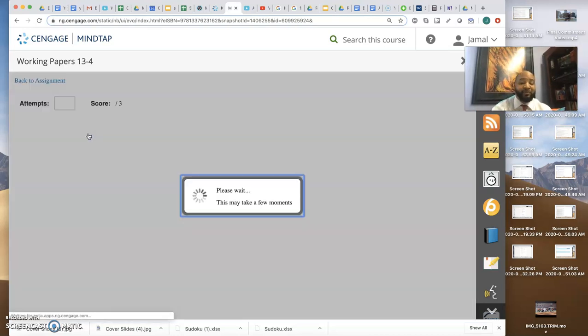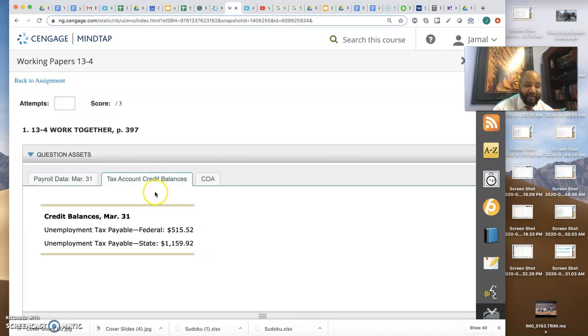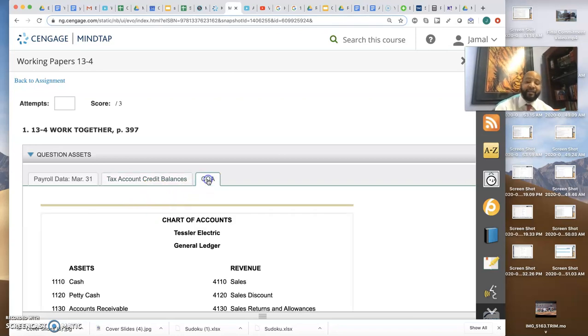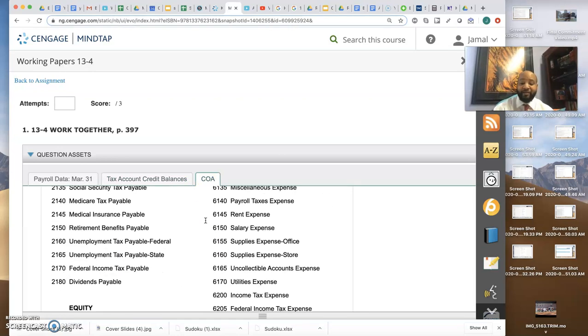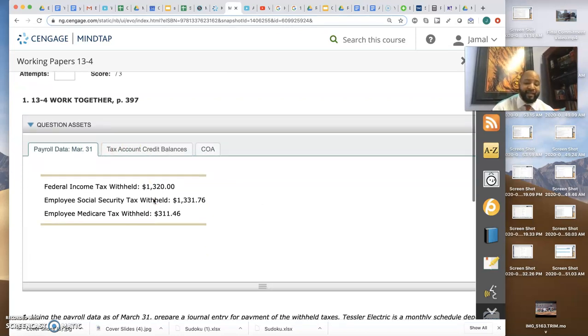So let's go to 13-4, work together. 3 points here, so they're not going to ask us to do too much. They give us some payroll information: federal income tax withheld, $1,320; Social Security tax withheld for the employee, remember, I paid that twice, $1,331.76; and employee Medicare tax withheld, $311. So, some tax account credit balances. Oh, unemployment. Remember that? FUTA and SUTA. We got to pay those off now. And here's a chart of accounts to let us know what accounts we're dealing with. I wonder if they're going to make us do some posting. That'll be interesting to find out.